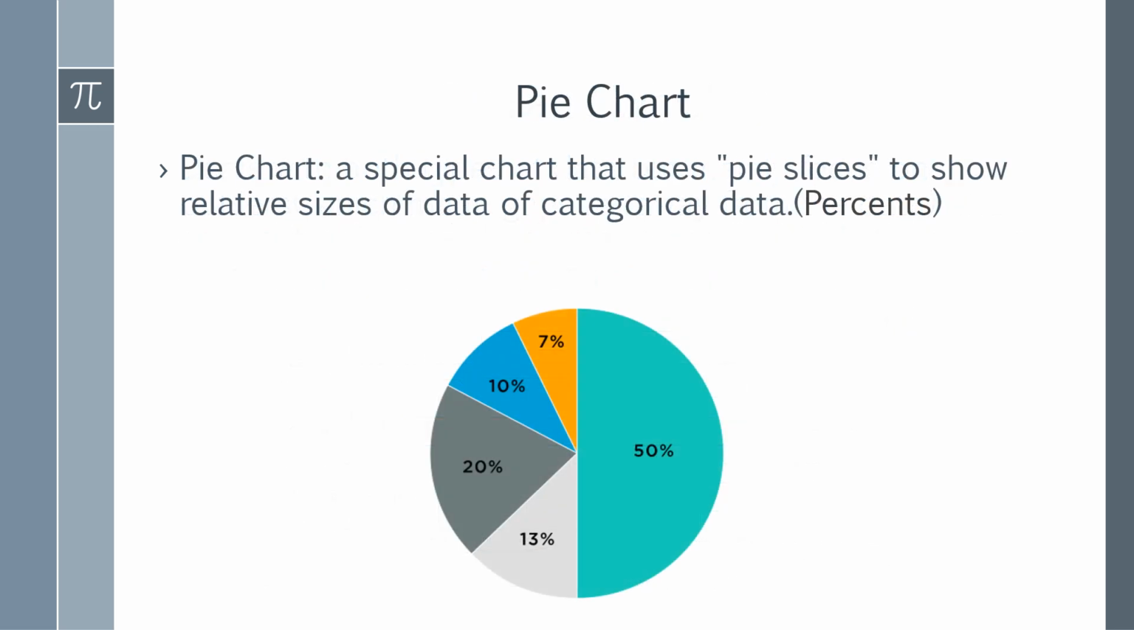All right, pie charts. That is not something that we're going to deal with in Algebra 2. That's going to be more of a statistics thing. A pie chart is a chart that uses pie slices to show relative sizes of data and category of data with percents. So these pieces of the pie, these are each a category, but they have their percentages. So again, this is not something that's going to be used in Algebra 2, but in statistics you will.